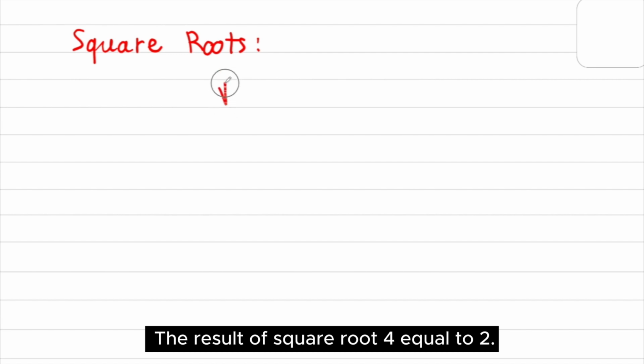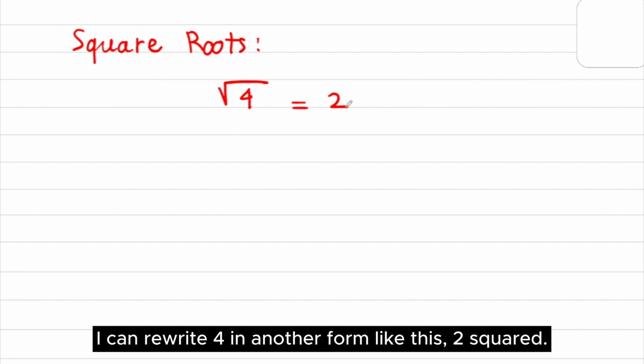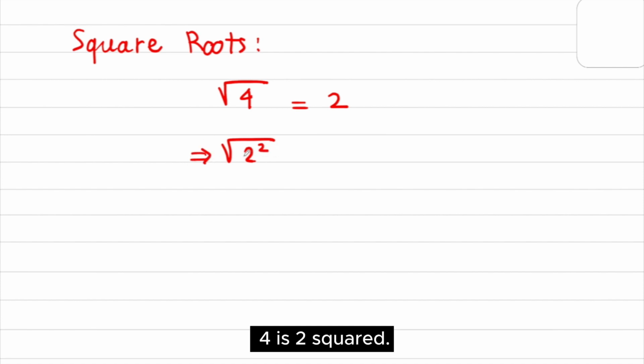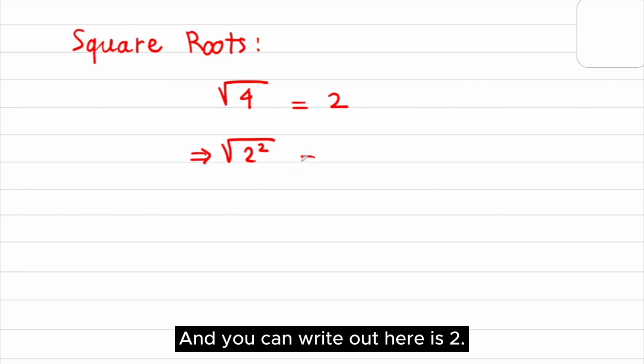You know the result of square root of 4 equals 2. How about 4? I can rewrite 4 in another form like this: 2 squared. 4 is 2 squared. And square root of 4 means square root of 2 squared, and you can write down here is 2. It cannot be incorrect, okay?